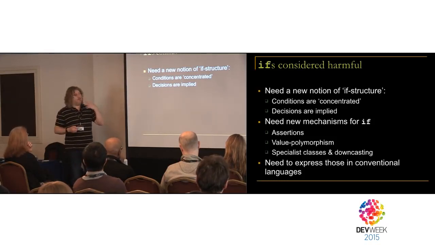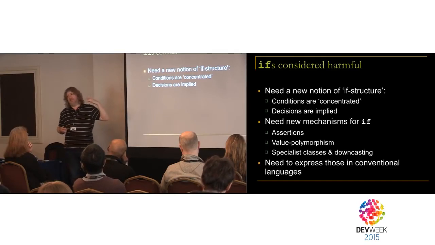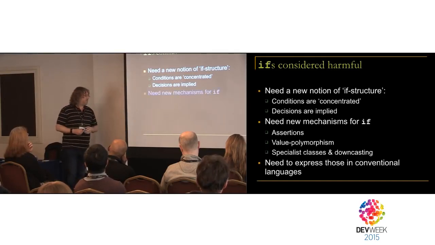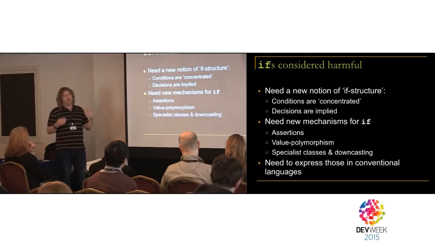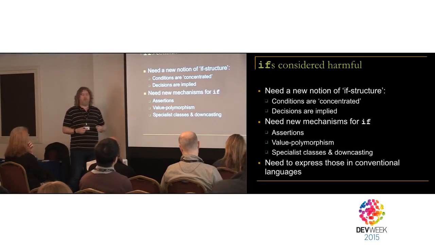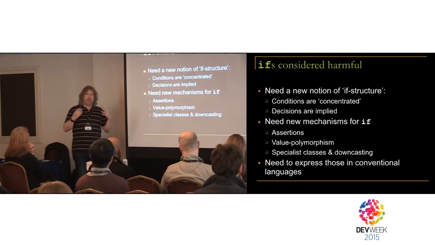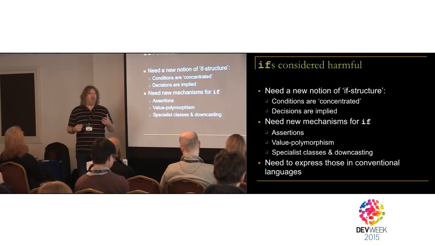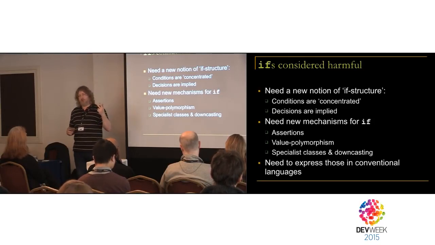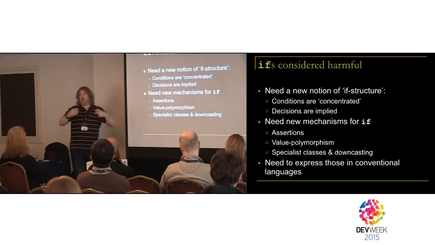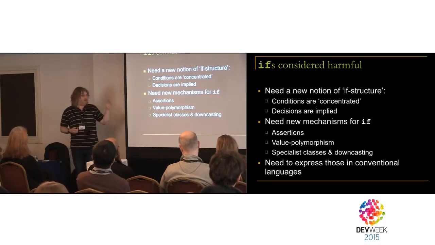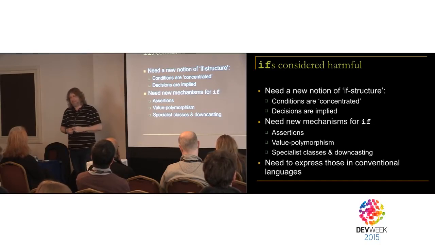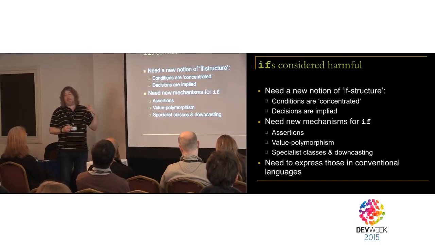So we need to concentrate our conditions. The decisions that are based on those conditions need to be implied by the shape of the code. We need some new mechanisms to represent the ifs. In the same way that we needed new mechanisms to represent goto, we need new mechanisms to represent if. Goto was replaceable, and this again was based on a mathematical theory. It was replaceable by function calls, by loops, and by a switch, by if and then. And that was all you needed, and you could build the whole of structured programming out of these three constructs. I think, similarly, there are three constructs that will replace if. And I'm going to explain to you what these are today.